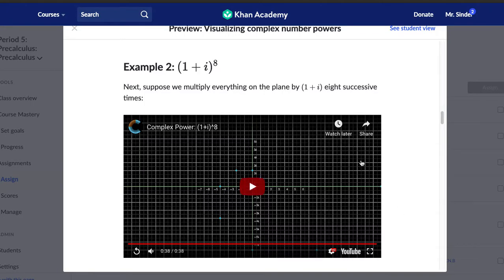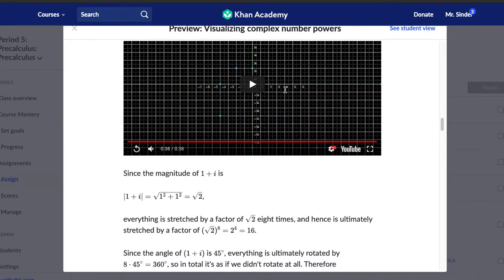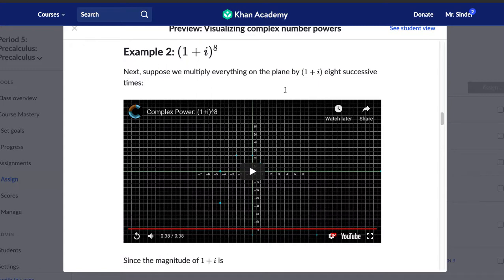Well, we had the square root of 2 as the modulus. So what is the square root of 2 to the power of 8? Square root of 2 squared is 2, and then I raise to the power of 4 again. 2 to the power of 4 is 16. Okay, it ended at 16.